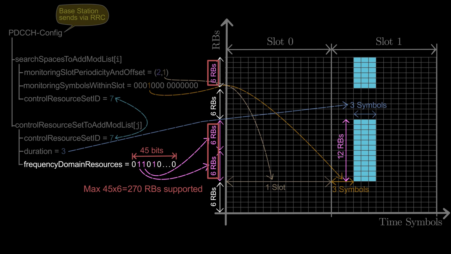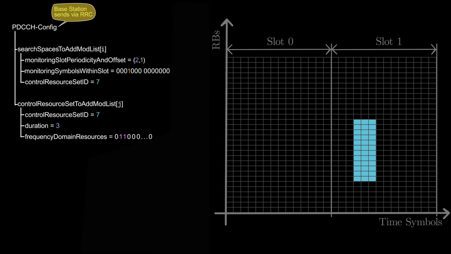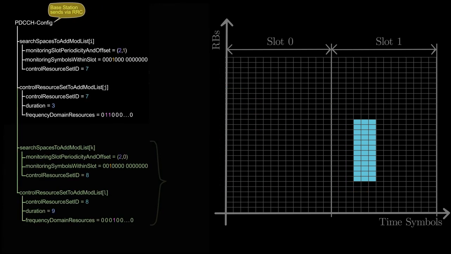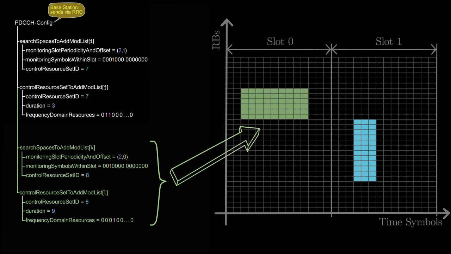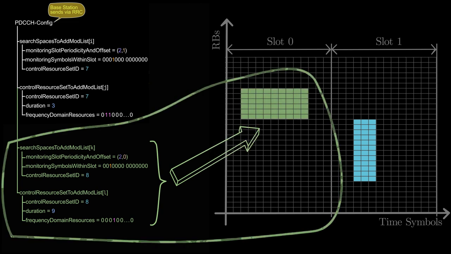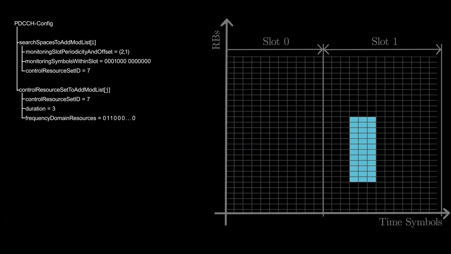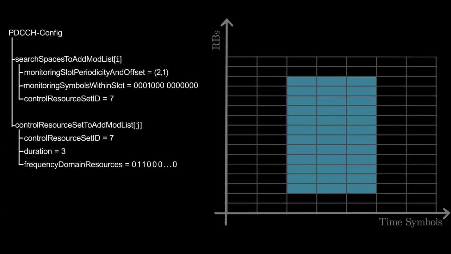As a final note, PDCCH config can specify multiple CORESETs also. In that case, there will be additional search spaces and corresponding CORESET configurations, as illustrated in this example. So, that is all about CORESET placement in time and frequency grid. Next, I will explain PDCCH placement within the CORESET.